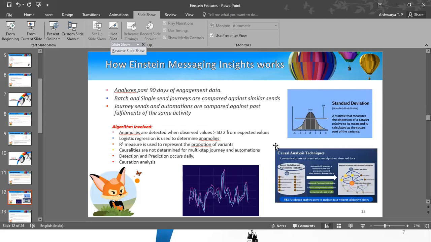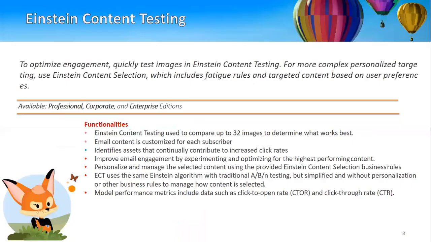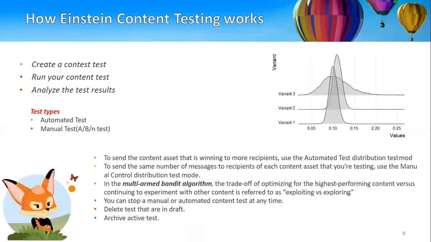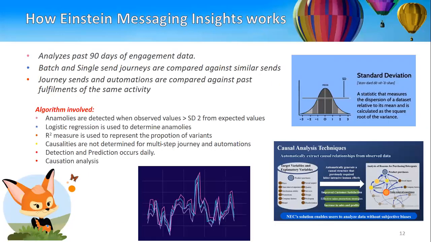Next, this is how the messaging insights work. Here also, it analyzes the past 90 days of engagement data. Batch and single send journeys are compared against similar sends, and journey sends and automations are compared against past fulfillments of the same activity. So here you'll get to know each and every activity and its performance.